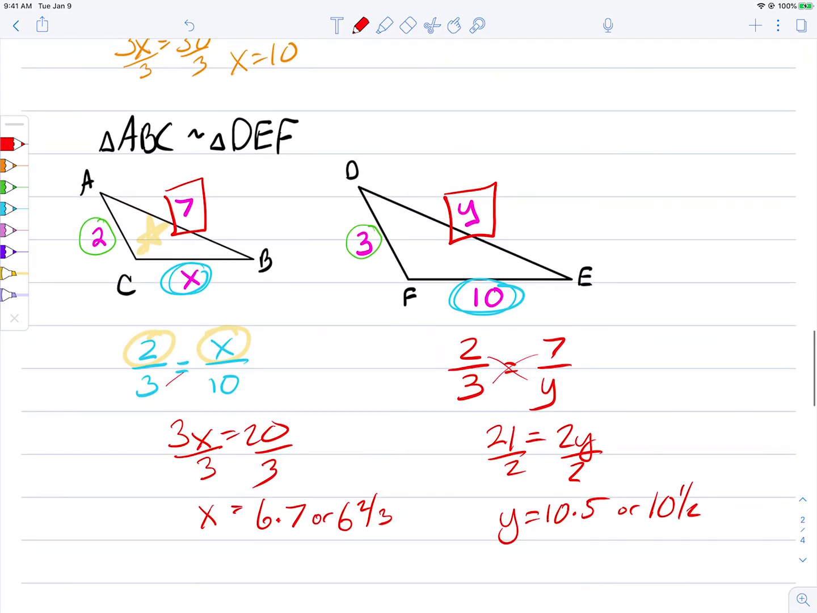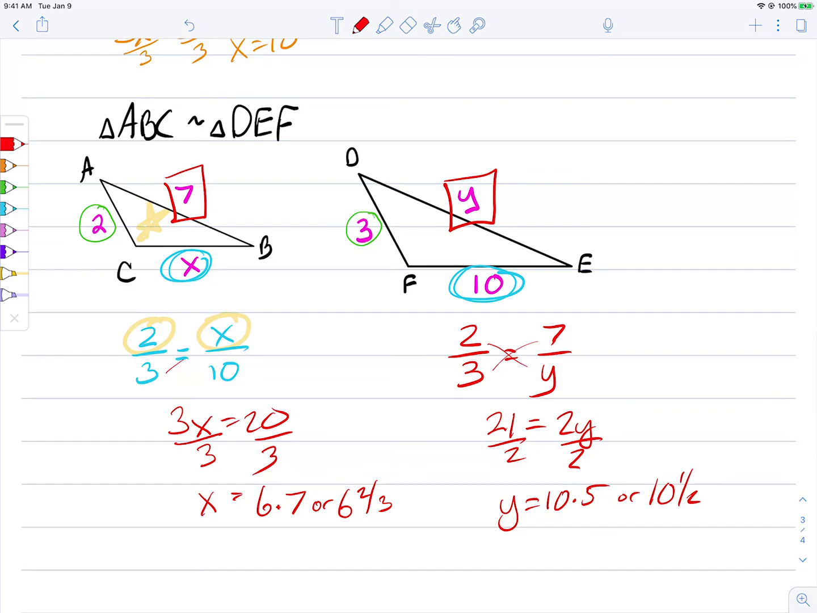So you could either try to find the scale factor to find your missing sides, or you can use a proportion. It is up to you.